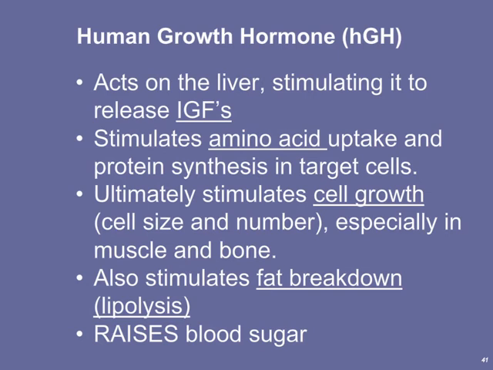Now that we've covered the functions of the two posterior pituitary hormones, let's go back and take a look at the anterior pituitary hormones. Remember that the anterior pituitary manufactures and secretes 7 different hormones. One of these is HGH, or human growth hormone. As the name implies, human growth hormone stimulates growth in the body cells. It acts principally on the liver, which stimulates it to secrete something called IGF, or insulin-like growth factor. Together with the growth hormone, IGF stimulates amino acid uptake in cells and ultimately stimulates cell growth and reproduction. It also stimulates lipolysis, or fat breakdown, and also raises blood sugar.